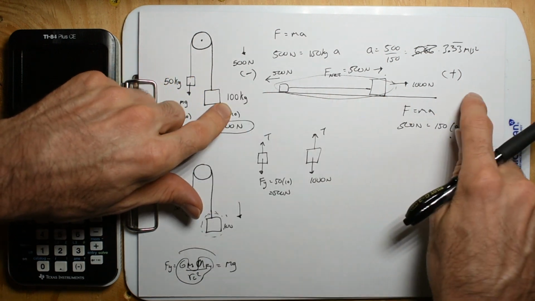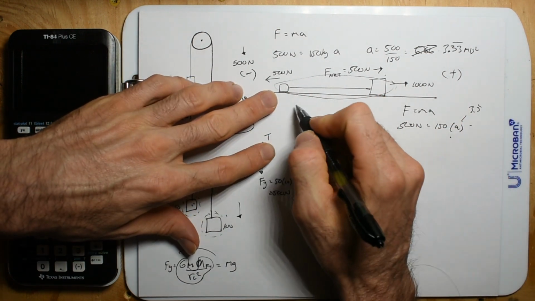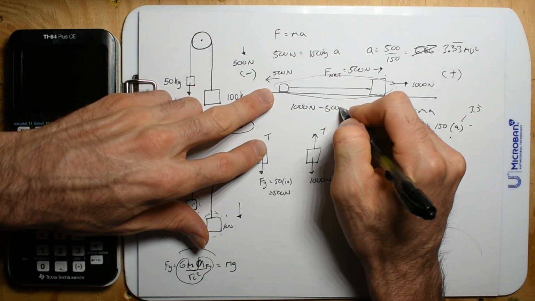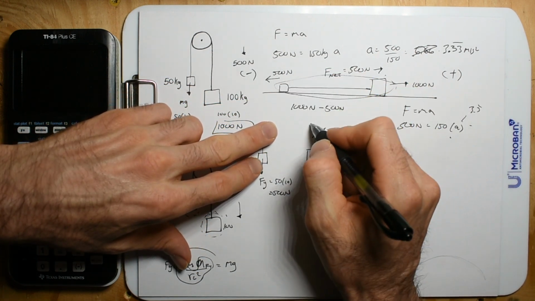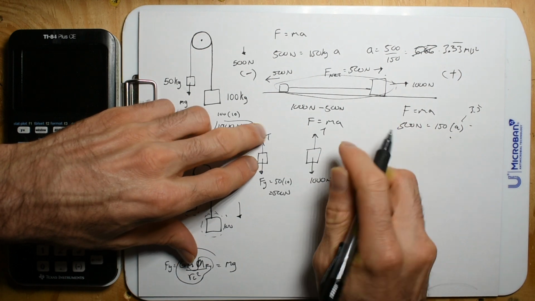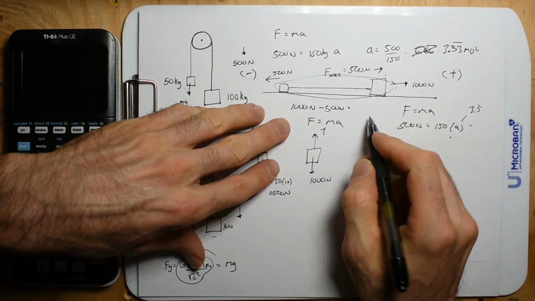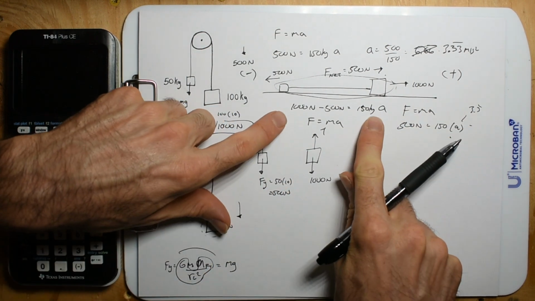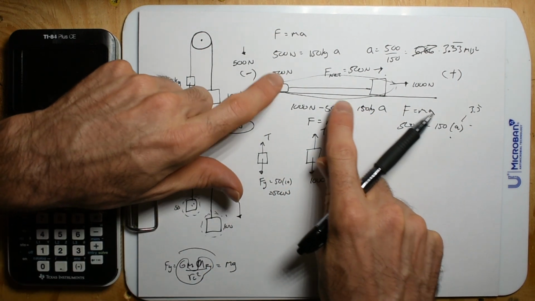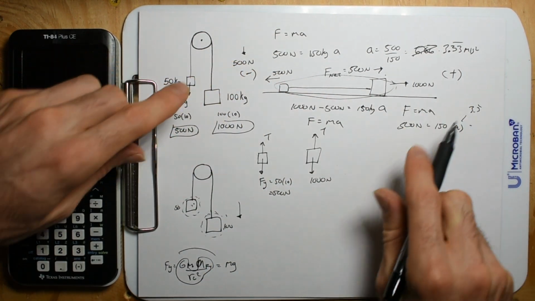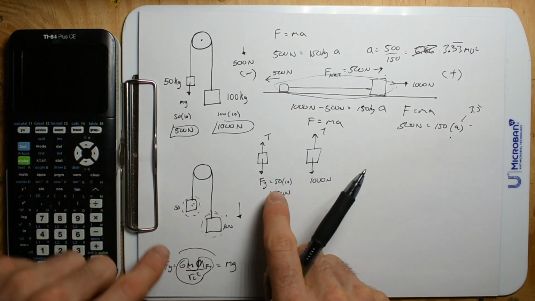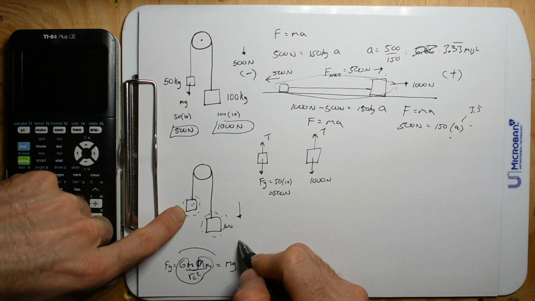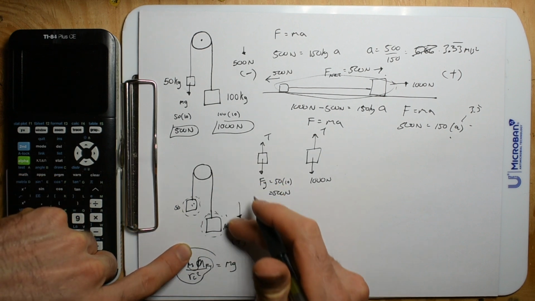So if we sum forces about this path, we have 1,000 newtons going positive minus 500 newtons. We're doing the F equals ma equation, summing the forces, and that's equal to the mass, 150 kilograms, times the acceleration. So that problem works this way. The only kicker, and I think this is a good one, is that I'm just going to designate this as the positive direction.